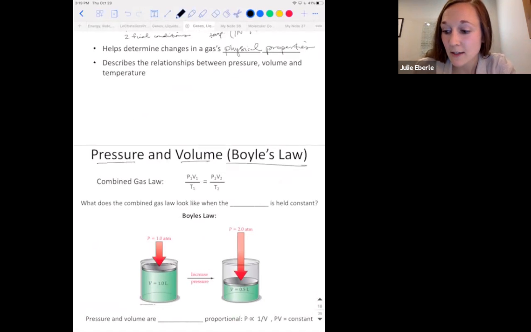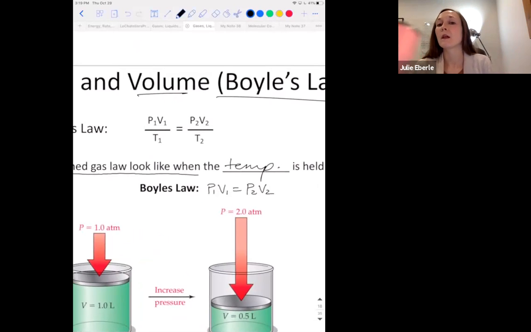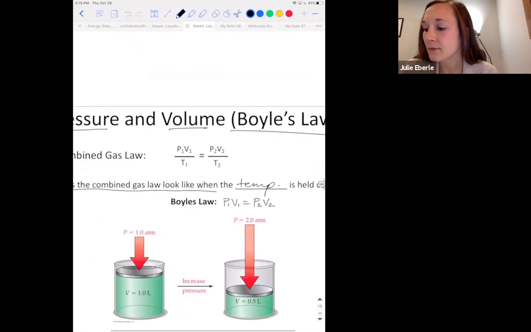And what that means is essentially what we're asking is, what does the combined gas law look like when the temperature is held constant? Okay, the reason we're not relating temperature here is because we're not changing temperature. If temperature is held constant, whatever variable is held constant, you can just delete it from the equation. So if we just delete temperature, what are we left with? P1 V1 equals P2 V2. That is Boyle's law.